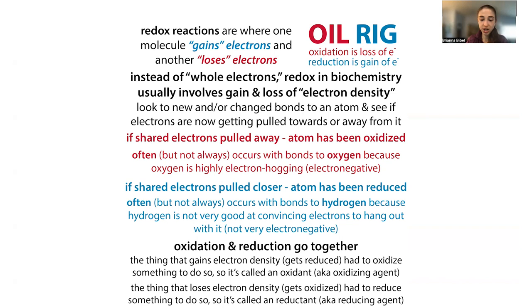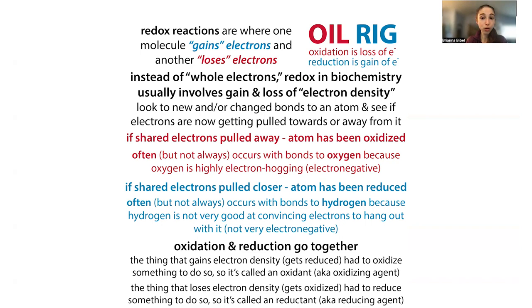Whereas if you were to form a bond to a hydrogen, now you'd be getting reduced. You'd be gaining electrons because you're gaining electron density. The shared electrons in the shared orbital are going to be hanging out more around you. So it's like you've gained electrons.